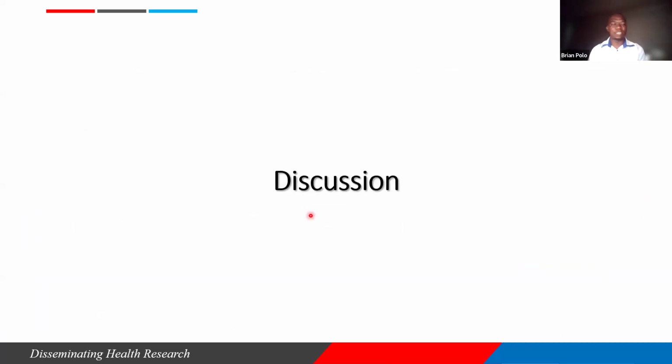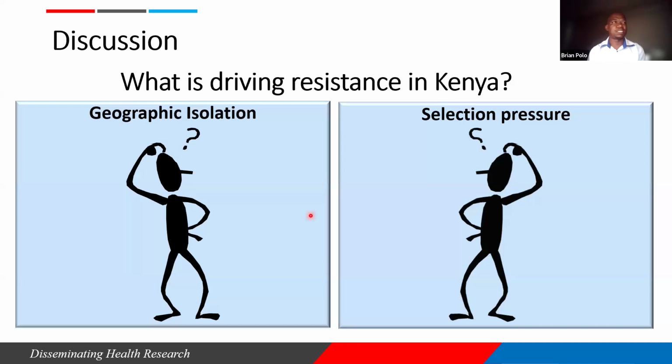On the discussion, the first key question is, what is driving the resistance that we are observing in Kenya? Could it be geographical isolation or selection pressure?